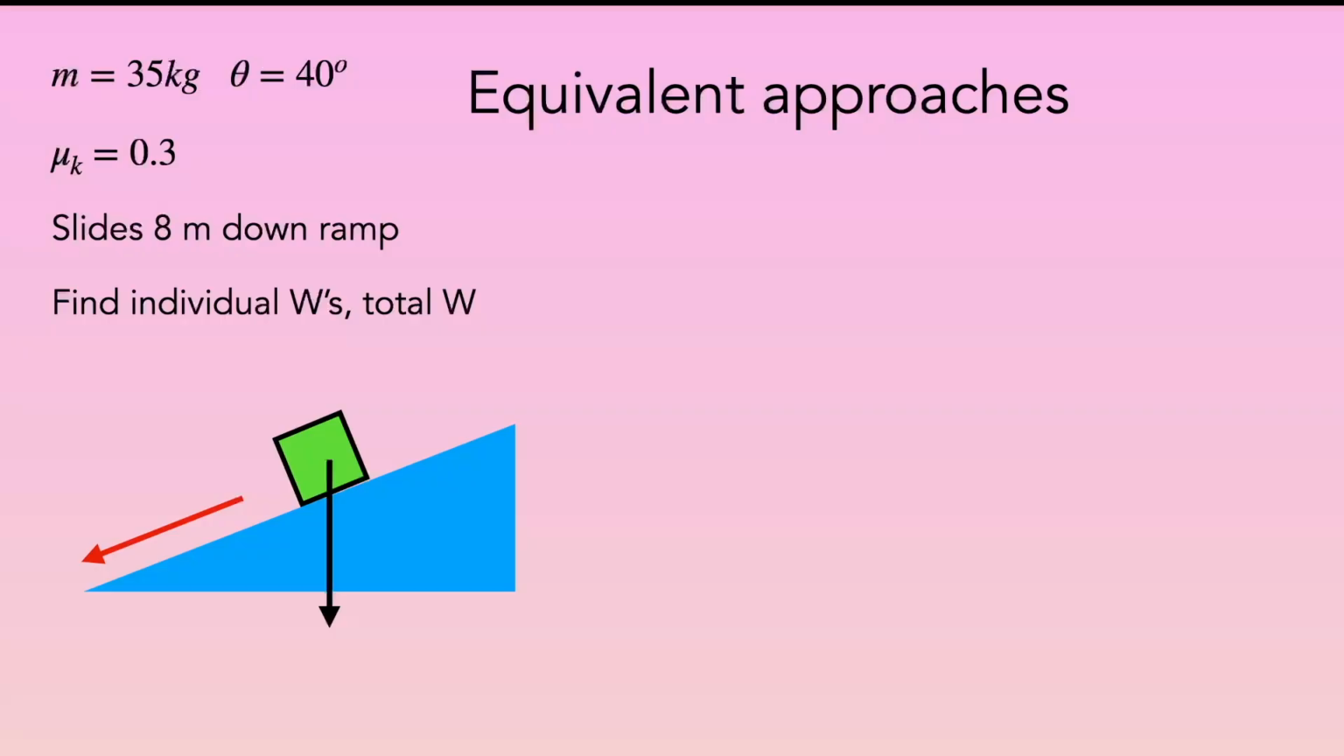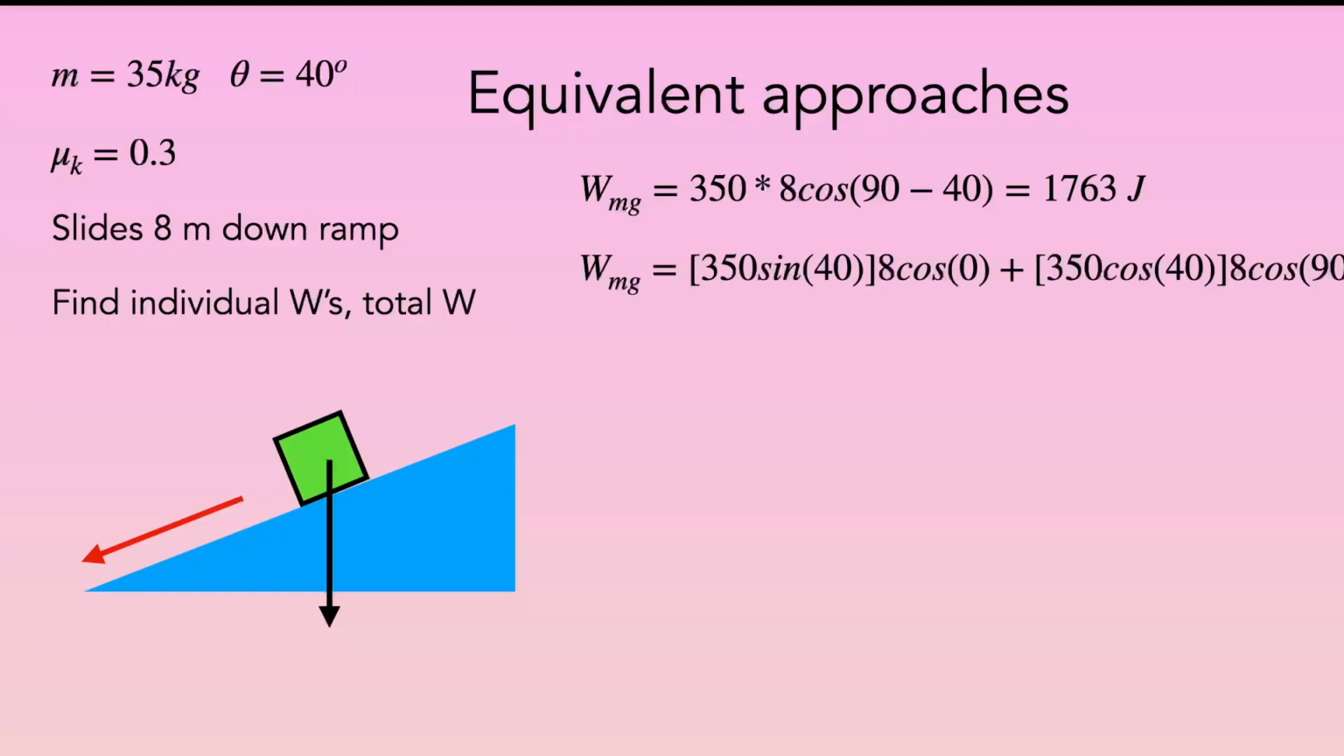And I mentioned we can break down vectors, or we can not break down vectors. If we break down vectors, we could do this. Before we had 350 times 8 times cosine of 50 is 1763. We can do that slightly differently here. It looks like I went off the side there, but we could break it into components.